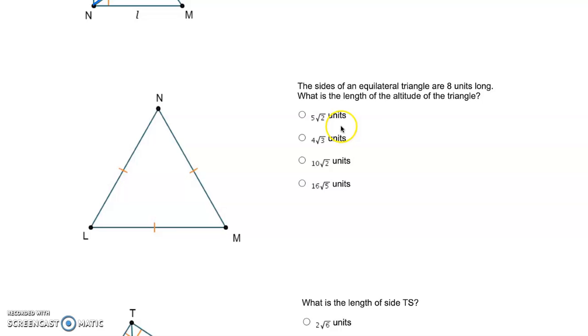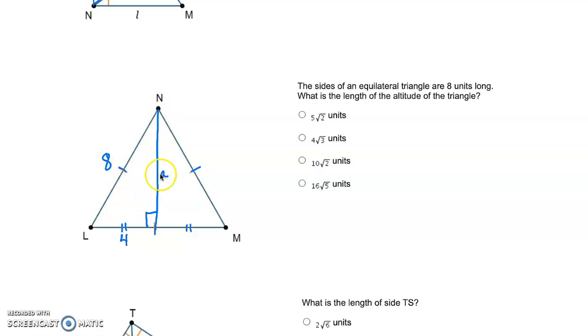In this case, the sides of the equilateral triangle are each 8 units. Notice they're all marked as 8. They're all congruent, so they're 8. What is the length of the altitude? If we draw an altitude in an equilateral triangle, we know that these segments are also congruent. So what's half of 8? This section has to be 4, and we're trying to find this altitude here.